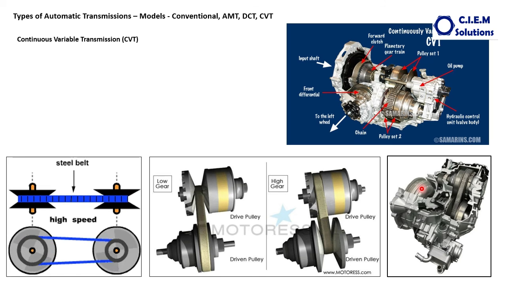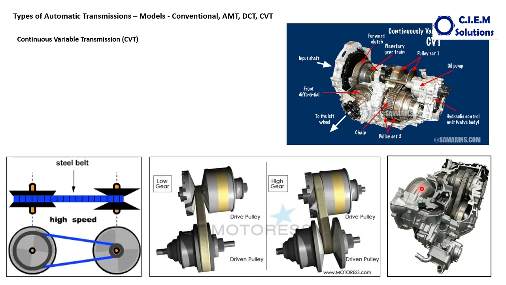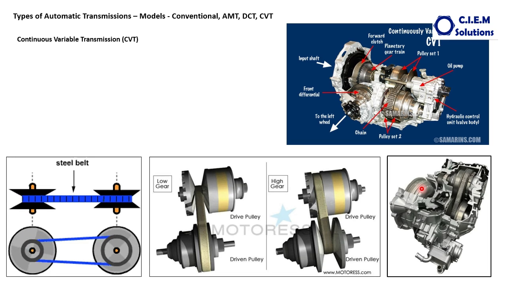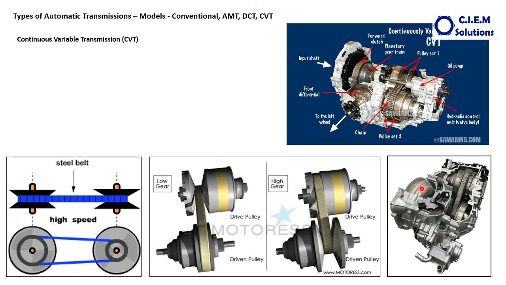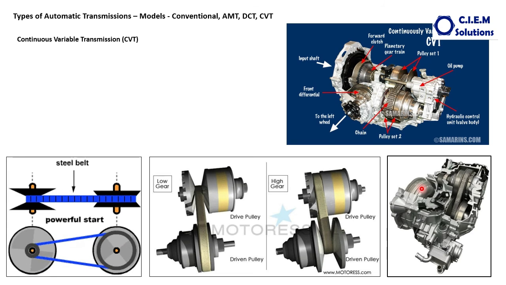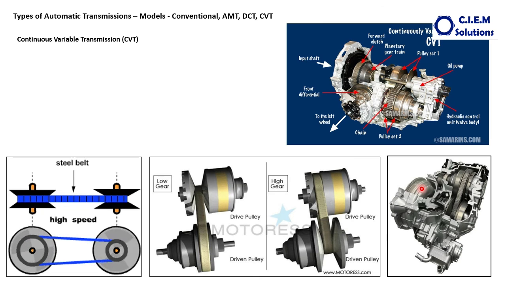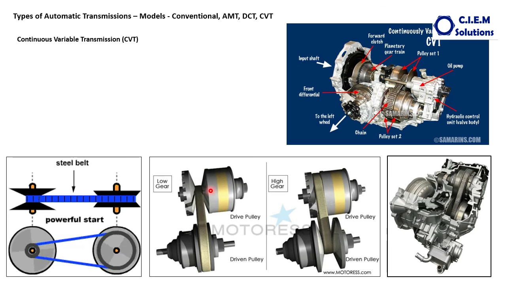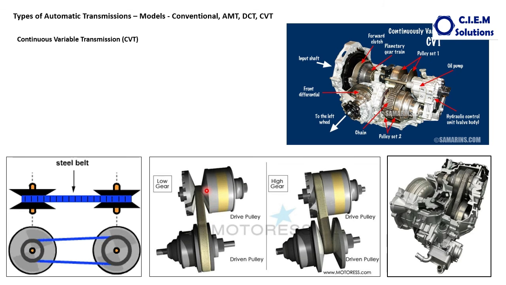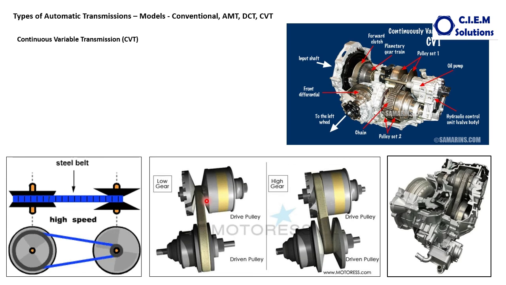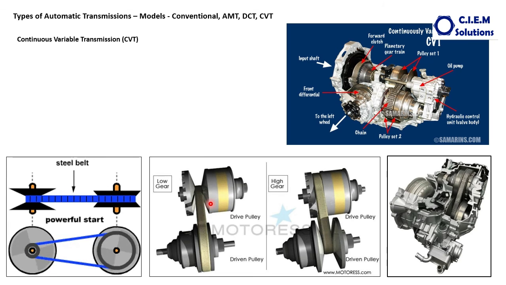And the advantages of the transmission: it's reliable compared to the dual clutch transmission, affordable because of its simple design, smooth in operation because there will not be any gear changes, and fuel efficient. The drawbacks of this transmission are very slow pickup, and there will be some slippage of the belt drive, so losing some power.